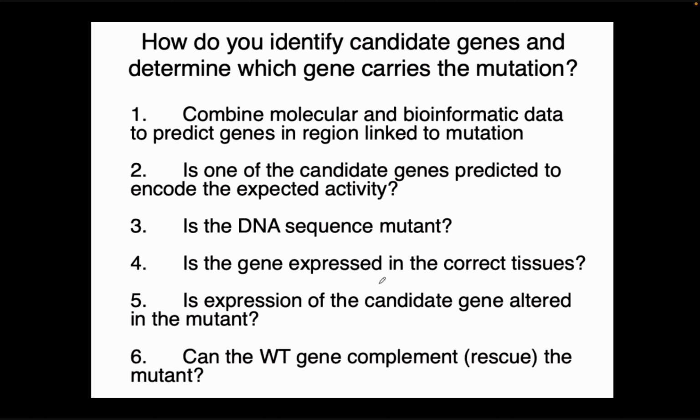And finally, this is something that might be done in tissue culture or in a mouse model. If you had tissue culture cells from an individual who has the disease, and you could see symptoms of the disease in the tissue culture cells, you could try adding back in the wild type gene to see if that rescues the phenotype, if it's functional.